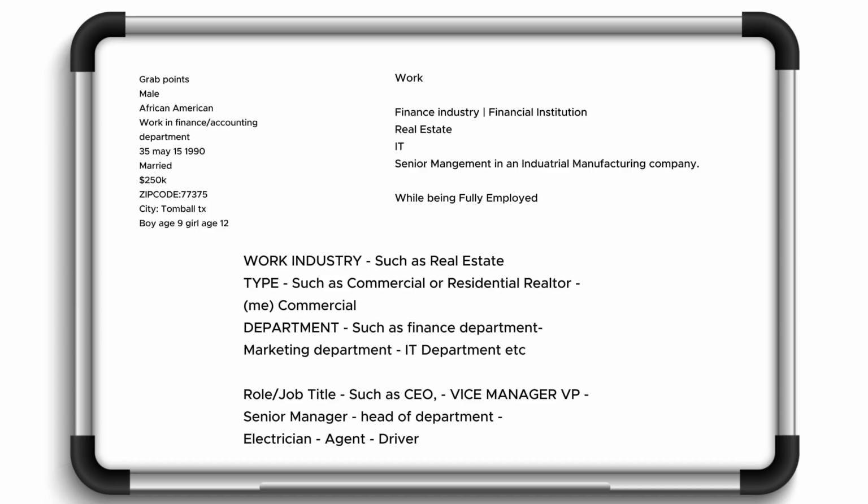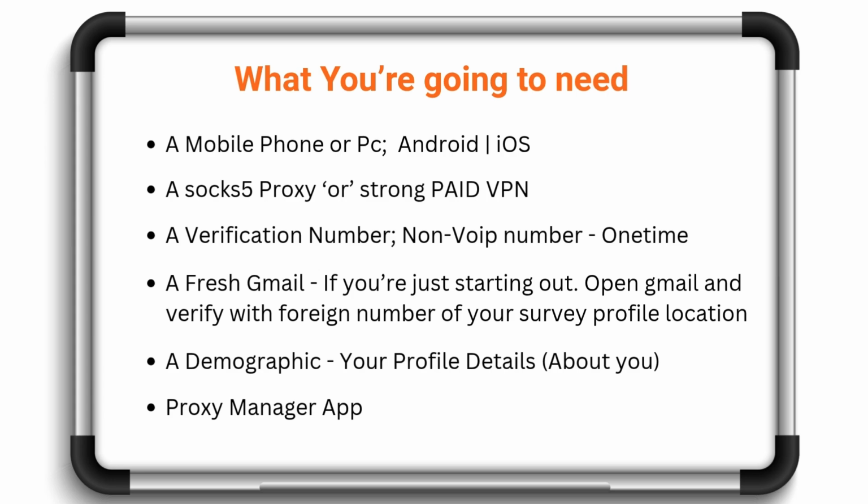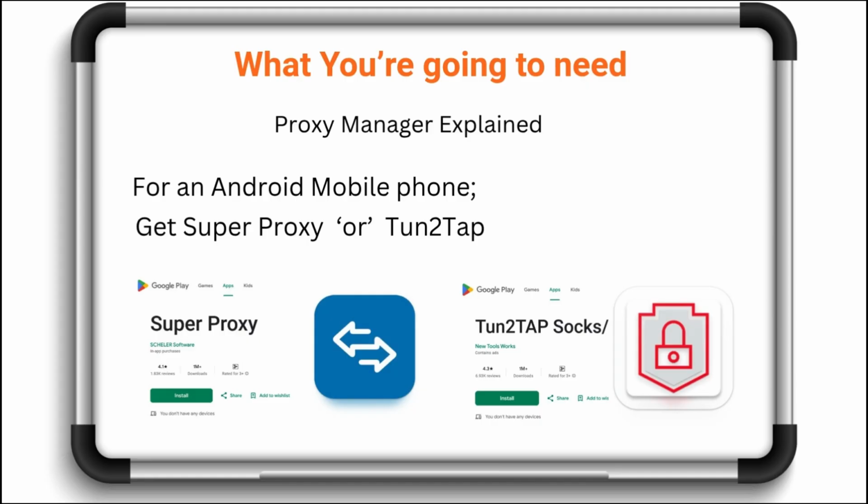The last thing you are going to need is a proxy manager app for your mobile phone. If you're on PC, you can just use an anti-detect browser, because you are going to insert your proxy inside the anti-detect browser. But if you are using a mobile phone, you are going to need a proxy manager, and for Android, you can get Super Proxy or Tun2 app. As you can see on the screen, this is pretty much how to run Super Proxy when you've installed it.